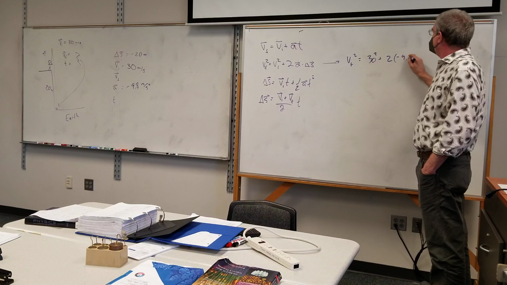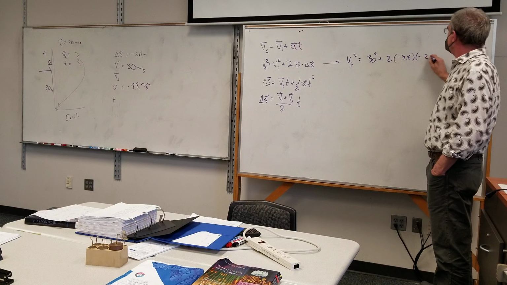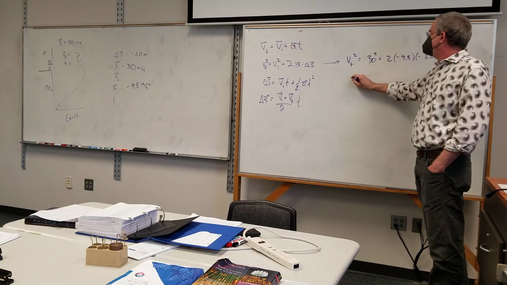A, which is negative 9.8, times delta S, which is negative 20. And by the way, the dot here between the A and the delta S is there on purpose. It should be a dot. It's not just straight up multiplication, it's a dot product.